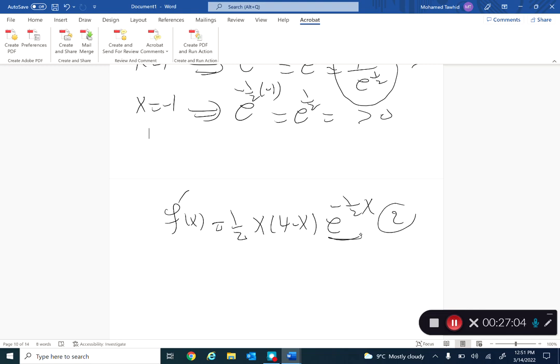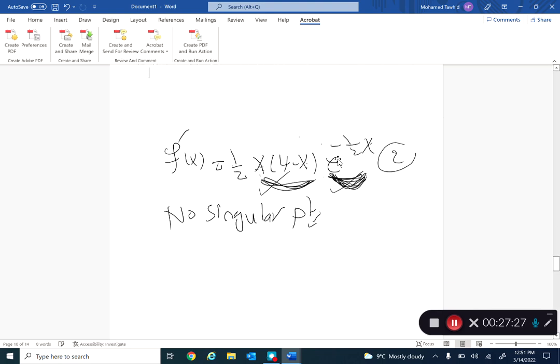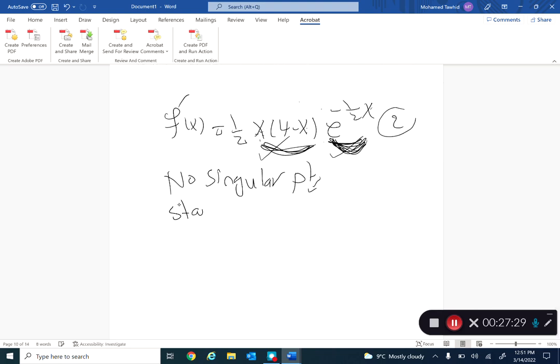Here, this one is always positive, and it always exists for any real number x. And this one also is a polynomial of degree 2: x multiplied by x, you get x squared. That is a polynomial of degree 2. That always exists, and this one always exists. So because of that, I don't have a singular point, no singular point, right? So what do you have? I have to figure out a stationary point.